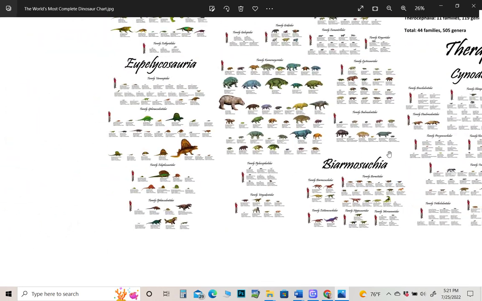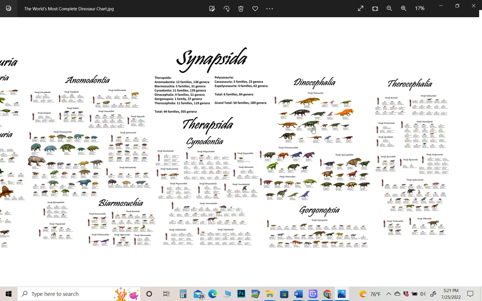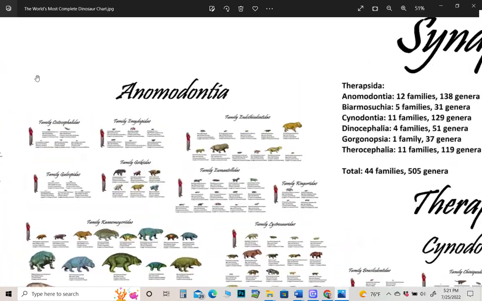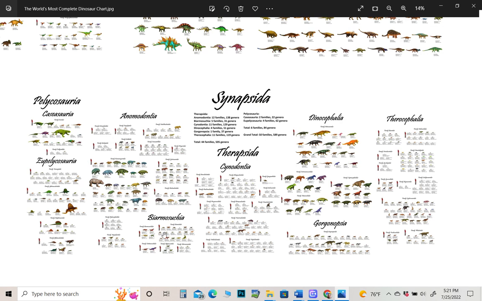And now we go to the therapsids. There are 6 subgroups of therapsids: the Anomodonts, Biarmosuchians, Cynodonts, Dinocephalians, Gorgonopsians, and Therocephalians. So we're going to go through these one at a time. By the way, I think the Biarmosuchians are the earliest therapsids, followed by the Dinocephalians, then the Anomodonts. Then after that there is a clade that includes the Cynodonts, Gorgonopsids, and Therocephalians. Gorgonopsids are the sister of the group that includes the Cynodonts and the Therocephalians.